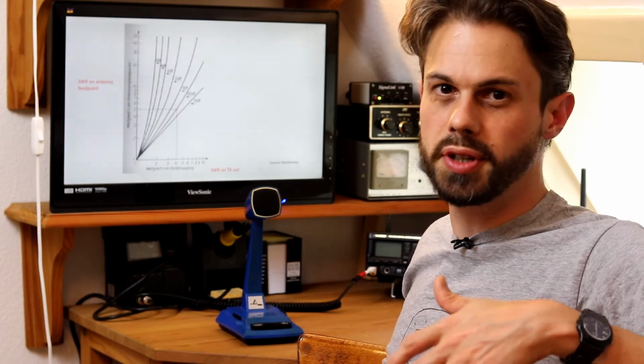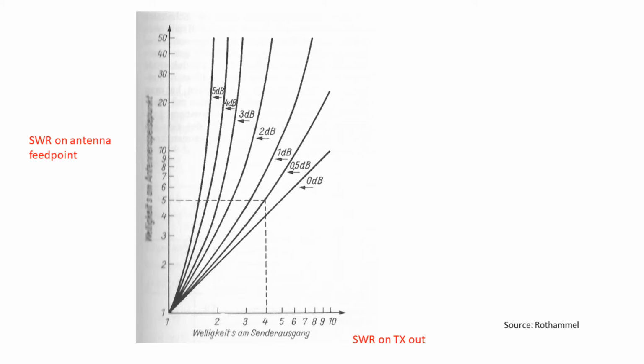So I found a neat little chart in the German antenna Bible, the Rothammel, that indicates precisely what differences you can expect between measuring SWR at the transceiver and at the antenna. As you can see, if you have, for example, an SWR of 4 measured at the transceiver end and you have a line with 2 dB loss, then your real SWR is off the charts at the antenna end. It's like 30 to 1 or something, right?